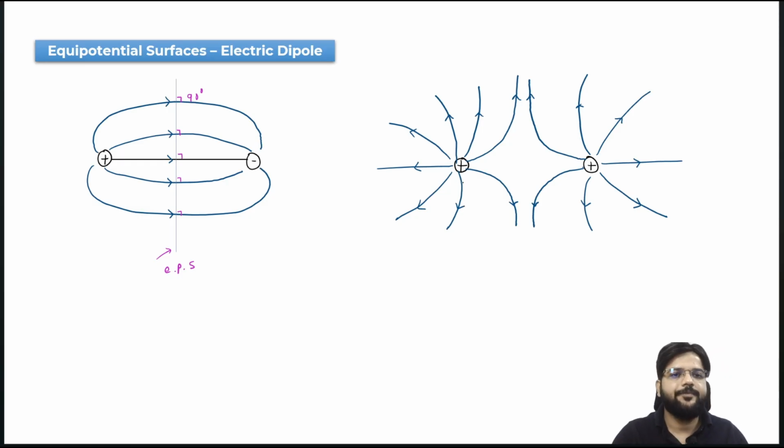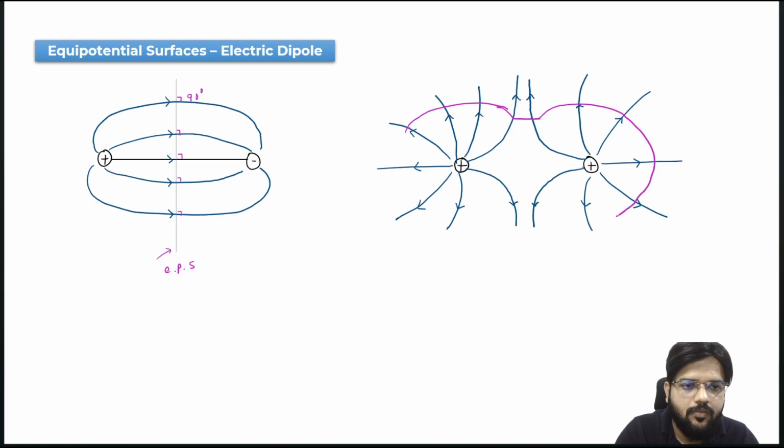So this is the field diagram, everyone, and we want the equipotential surface. We know one thing: equipotential surface and field lines are always perpendicular, correct? So let's see what type of equipotential surface we will get for this. This is not an exact diagram, but approximately we will get something like this, everyone. The rough diagram.